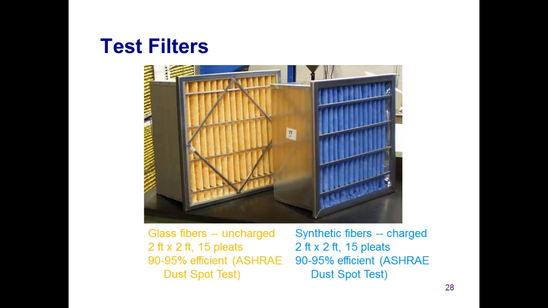This is an image of the test filters, typical of those seen in many HVAC systems. The yellow filter was made from a glass fiber medium that did not carry permanent electrostatic charges. The blue filter was a synthetic polymer fiber filter that did carry electrostatic charges. The filters were the same size, and each had an initial efficiency rating of 90 to 95% according to the now outdated dust spot efficiency test that was standard at the time.